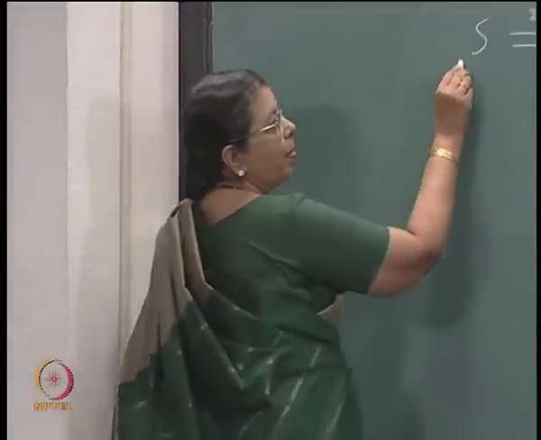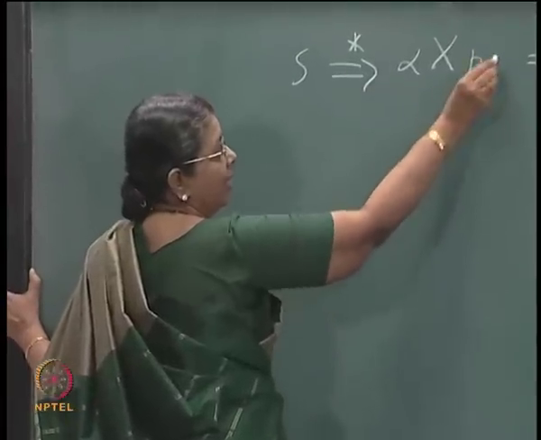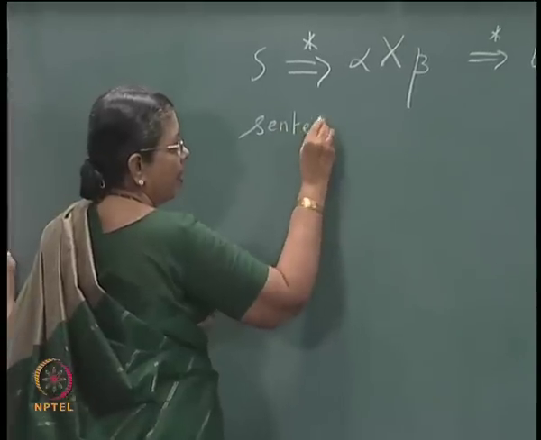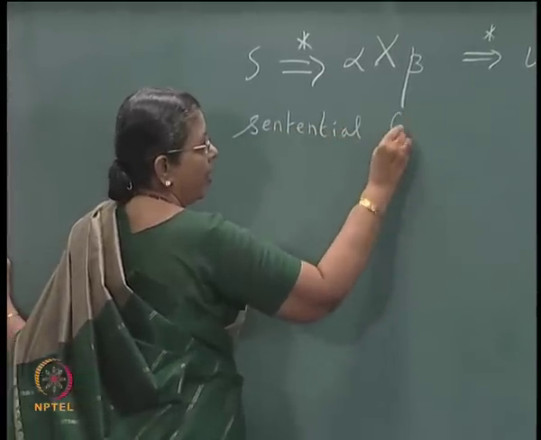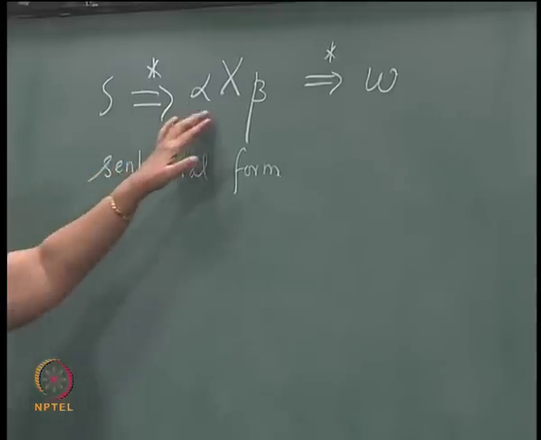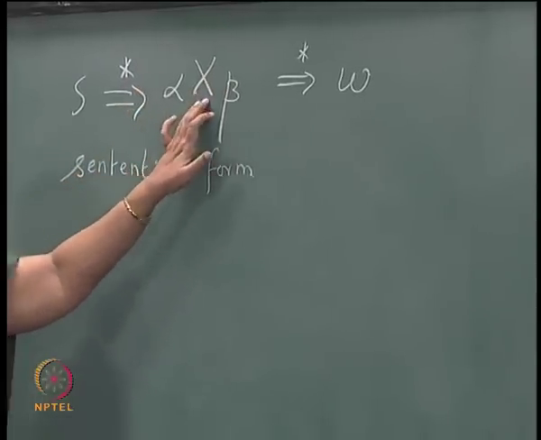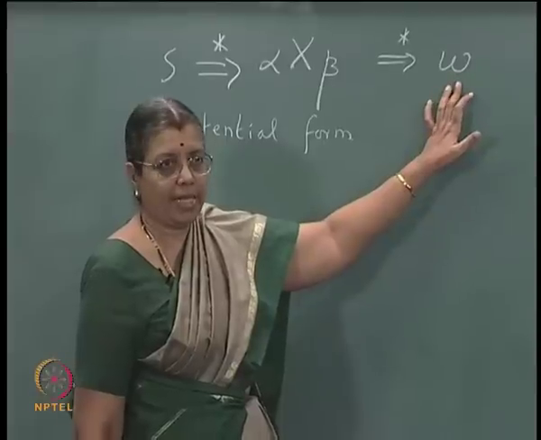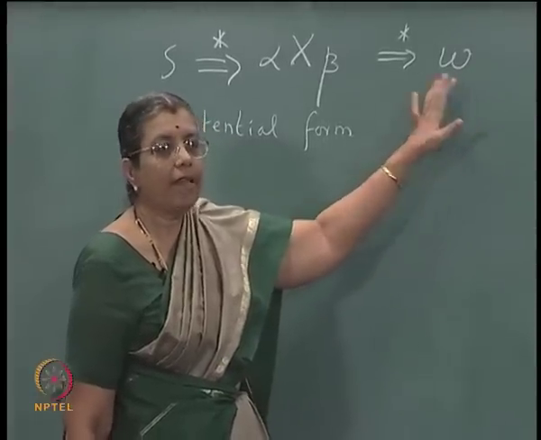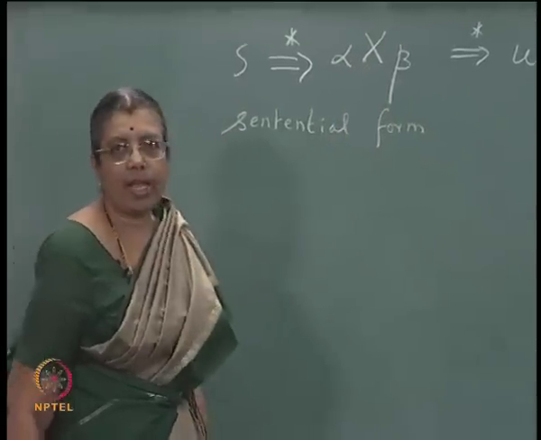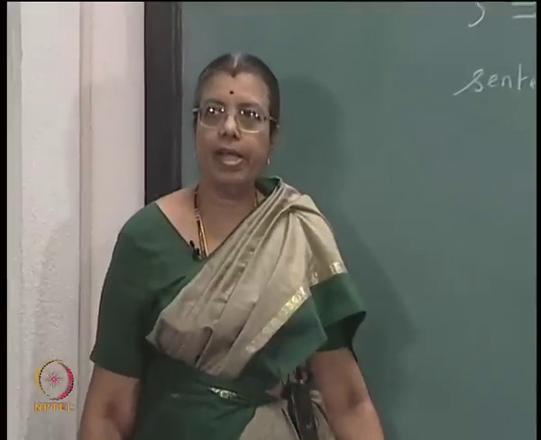So, from S it should be possible to derive a sentential form. This is called a sentential form. From S it should be possible to derive a sentential form which contains X, and ultimately that would also lead you to a terminal string, right. If this is satisfied, then the symbol X is useful. If this condition is not satisfied, then the symbol is useless.